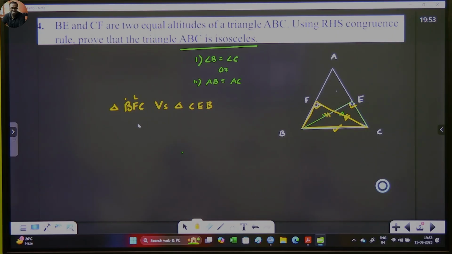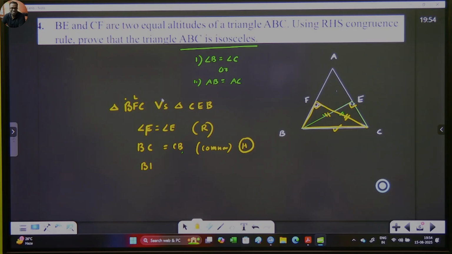First you get the R. Angle F equal to angle E. So this will clarify your R. Then you need the hypotenuse. BC equal to CB, common. So this is your H. And then you need to get your S. What's your S? BE equal to CF.